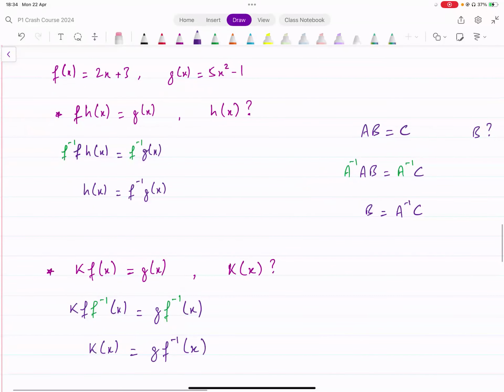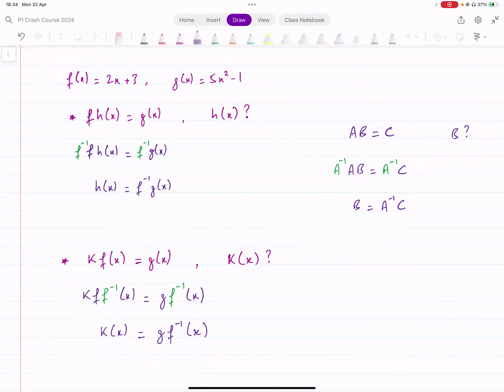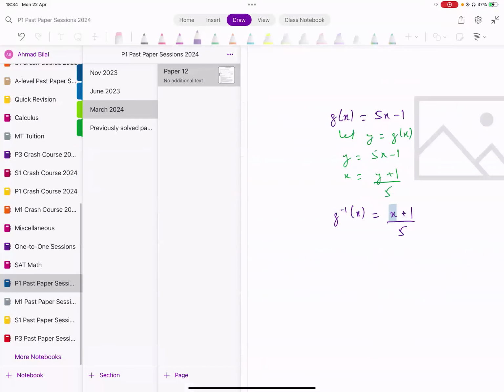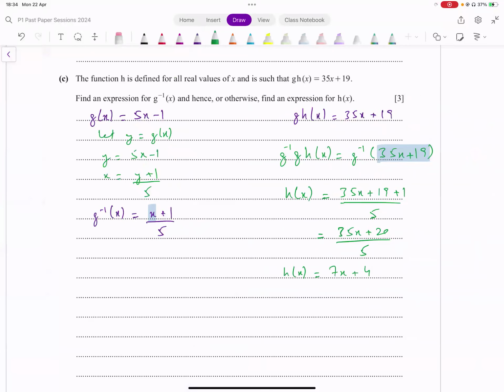The only difference is in matrices we had to multiply matrices. In functions, we don't say we are multiplying, we are applying functions, but the concept is almost exactly the same. So that's the concept that we're actually using here. Since we had g h of x, we had to get rid of g of x somehow to get h of x, and for that we applied g inverse on both sides on the left side.